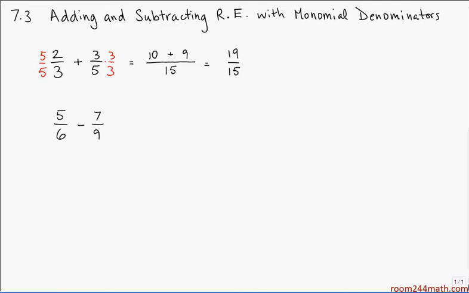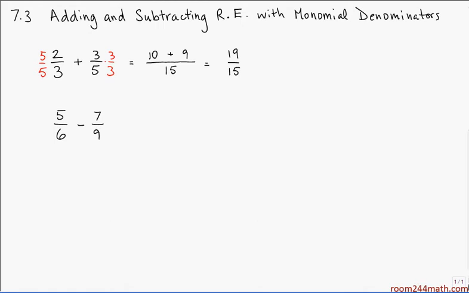Now, if you notice, what we actually did in the first example was we multiplied the numerator and the denominator of 2/3 by 5, which is the denominator of the second fraction. And vice versa for the second fraction. We multiplied the numerator and the denominator by 3, which was the denominator of the first fraction. We could do the same for the second example and just multiply the first fraction by 9 over 9, the second fraction by 6 over 6, and figure it out. And that's always going to work.